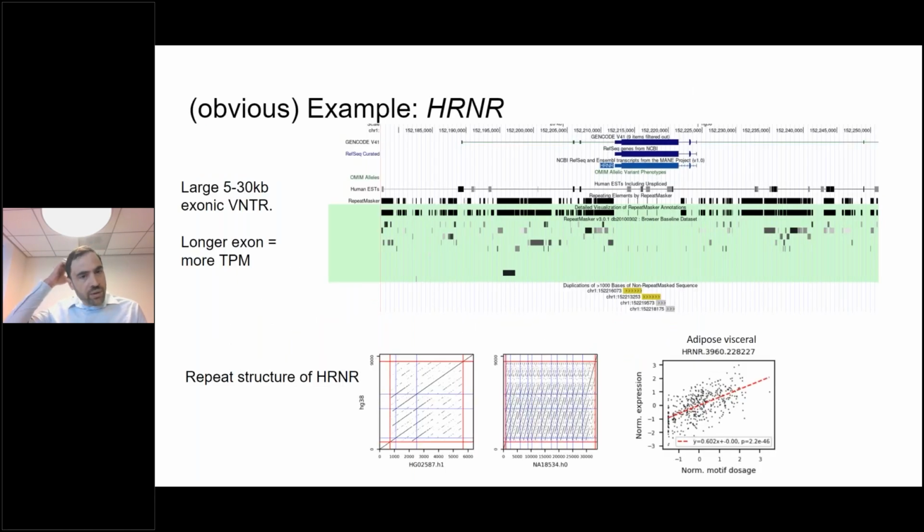And so we'll dive into one pretty obvious example that has a bit of a twist. The HRNR gene is a gene with no more than 2 exons, but one of the exons is actually a fairly long tandem repeat that in individuals ranges between 5 and 30 kb. So this is an obvious eQTL because you have a longer exon, therefore you're going to generate more RNA-seq reads that map back to this exon, or the graph that corresponds to that exon. And what's shown here are the different repeat patterns of this individual gene.